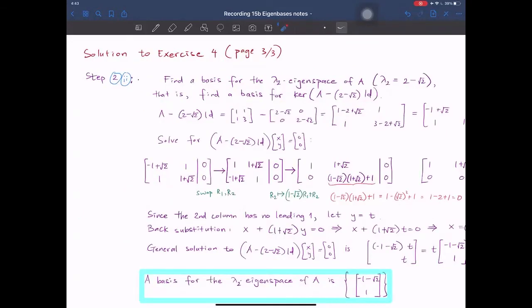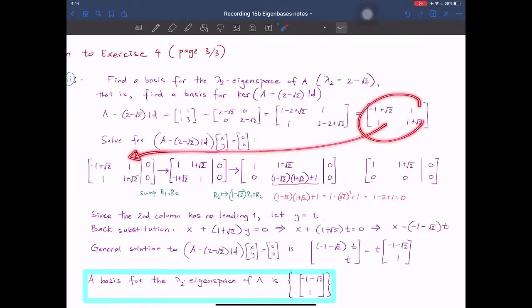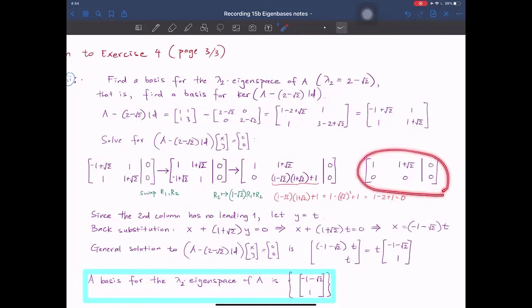So we find a basis for the kernel of A minus the second eigenvalue times the identity matrix. So this matrix looks slightly different than in the previous slide. I have this matrix, and to find a general solution for elements in this kernel, I take this matrix and add the 0, 0 to turn this into an augmented matrix. And then I do very similar row reduction steps until I arrive at this row echelon form.